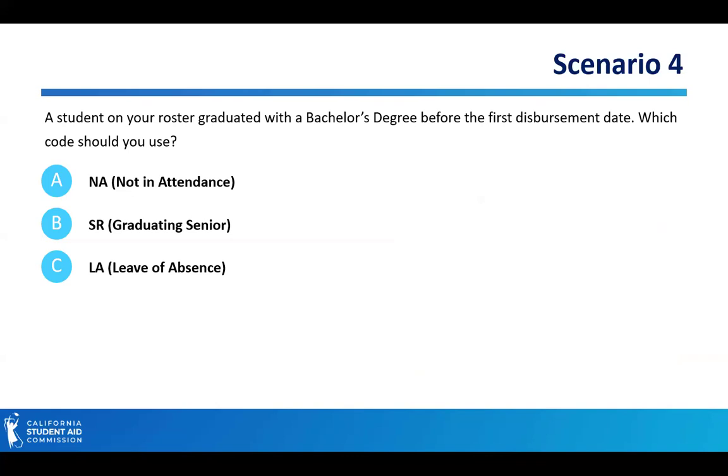Scenario 4. A student on your roster graduated before the first disbursement date. What code should be used? NA, not in attendance, SR, graduating senior, or LA, leave of absence.